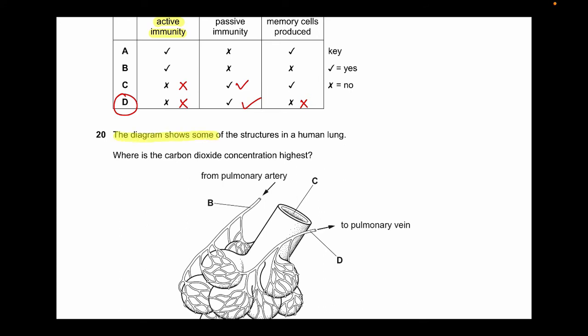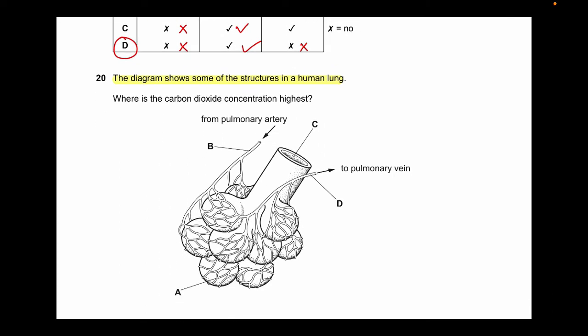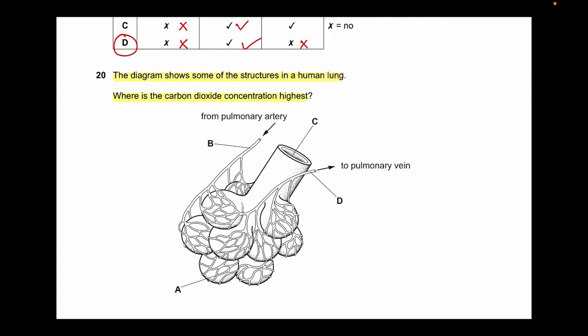The diagram shows some of the structures in a human lung. Where is the carbon dioxide concentration highest? Carbon dioxide concentration will be highest in the blood that we are receiving from the pulmonary artery. So option B is the correct answer. The blood coming from the pulmonary artery will have the highest carbon dioxide concentration.